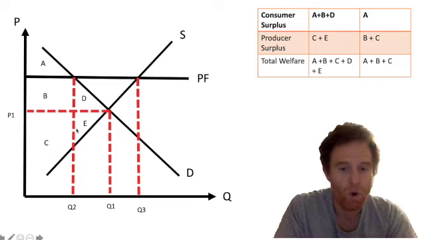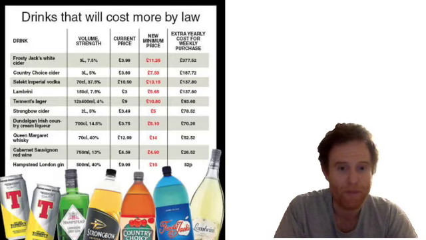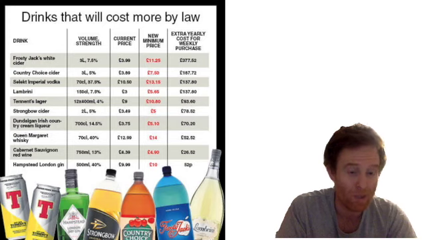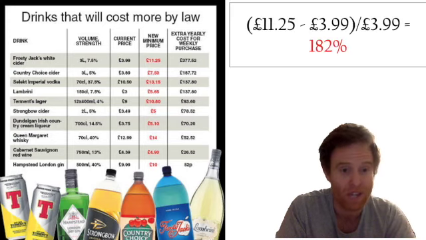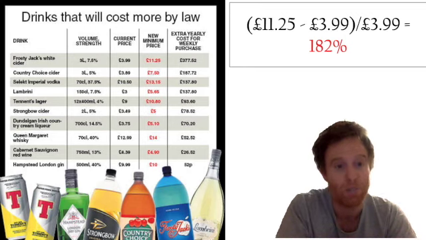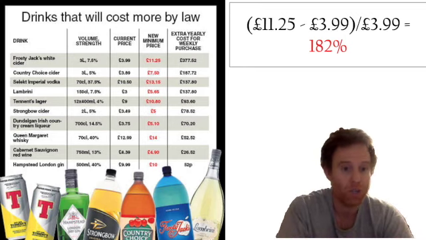Now, what we're going to delve into next is the price elasticity of, again, Frosty Jacks. As I mentioned at the beginning of the video, it did see the biggest price increase. It went from £3.99 to £11.25, which is significant. In fact, it's a price change of 182%. So there's been a 182% increase.